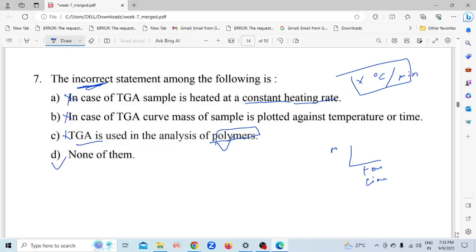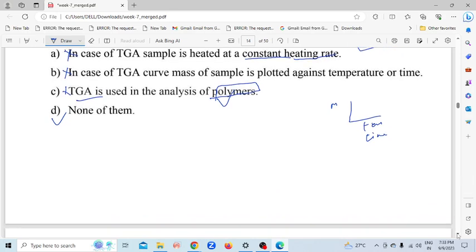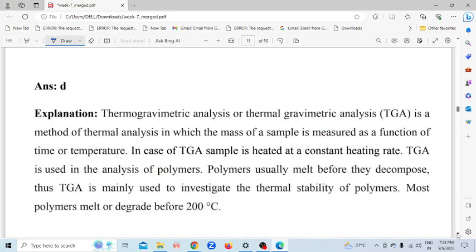Any doubt regarding this question? No? Okay. You can ask a question if you have any doubt.